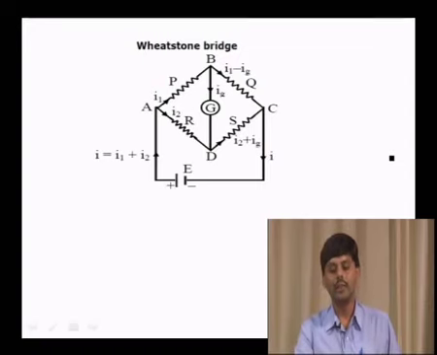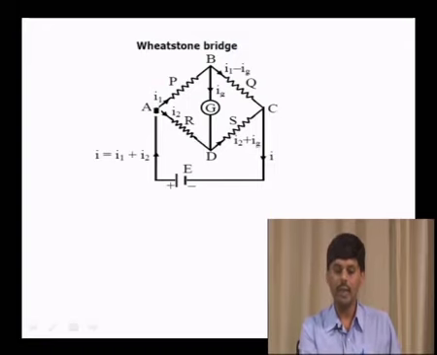Now we will move on to a very important concept, called Wheatstone's bridge or Wheatstone network. This Wheatstone bridge consists of 4 arms P, Q, R, S. These arms are connected in the form of a quadrilateral A, B, C, D. The terminals A and C are connected to the source of EMF or a battery, and the terminals B and D are connected to the galvanometer. This is the diagram.